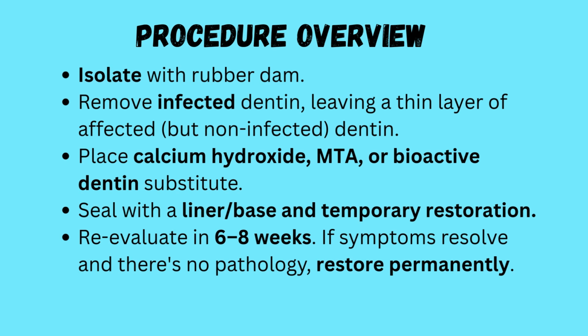Then place calcium hydroxide, MTA, or bioactive dentin substitute. Seal with a GIC base and temporary restoration. By sealing the tooth, the bacterial nutrients are cut off, and the remaining bacteria become inactive. The pulp responds by laying down tertiary dentin. This makes indirect pulp capping highly successful, especially in young patients.